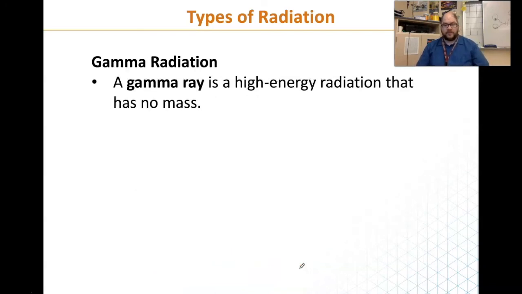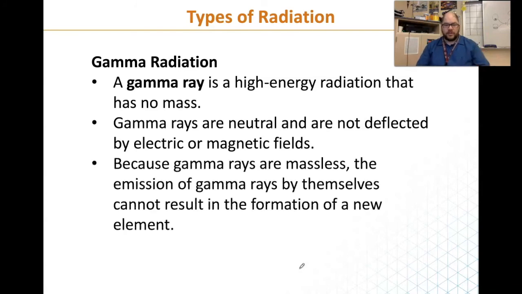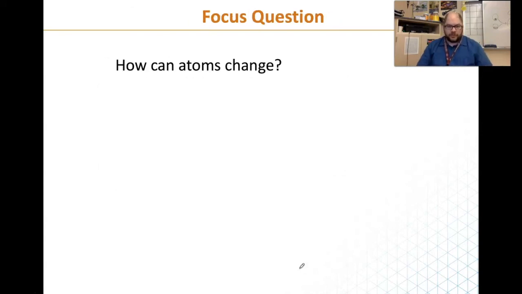Okay. Gamma rays are very high energy radiation that has no mass. Gamma rays are neutral and are not deflected by electric fields or anything like that because they're neutral. And because gamma rays are massless, the emission of a gamma ray by itself cannot result in the formation of a new element. So in this particular case, we're not changing from one element to another element, but gamma rays are considered radiation and part of nuclear reactions. It's just the energy that's involved in a nuclear equation, or nuclear reaction.